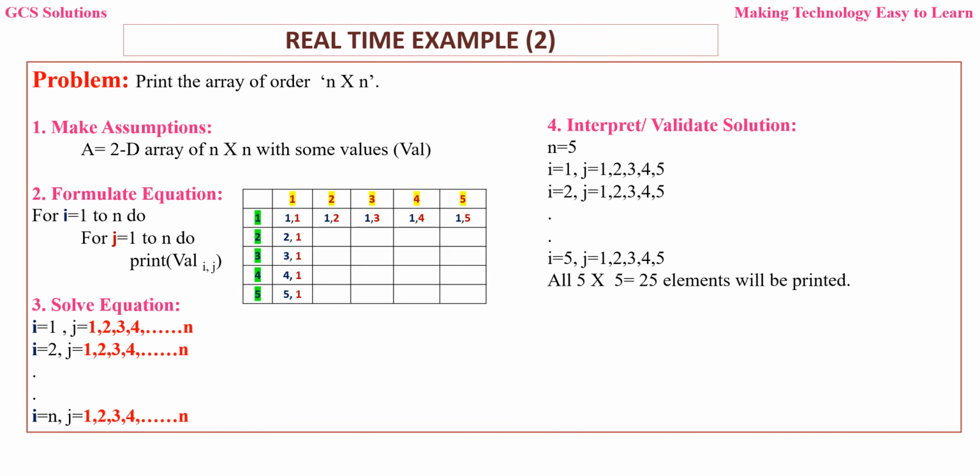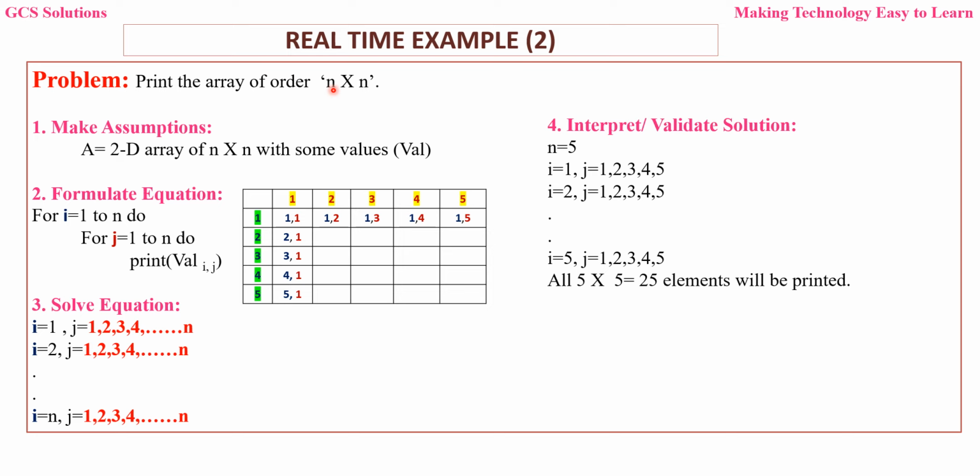Next example is print array of order n cross n. This is very simple. Now in this problem statement, there is no maths involved, in the sense that this English-like statement doesn't have any mathematical representation except n cross n. So what is that n? N cross n, that is the order of matrix. If n is 2, it is a 2 by 2 matrix or 2 by 2 array.